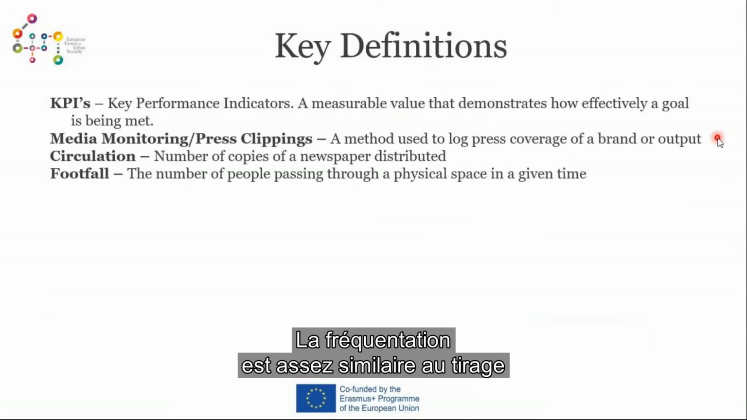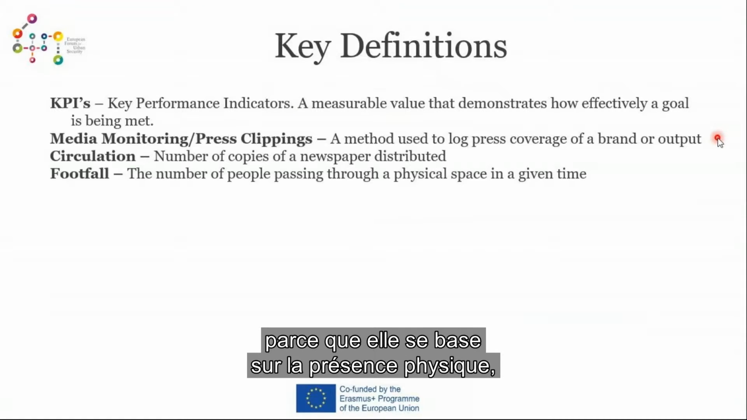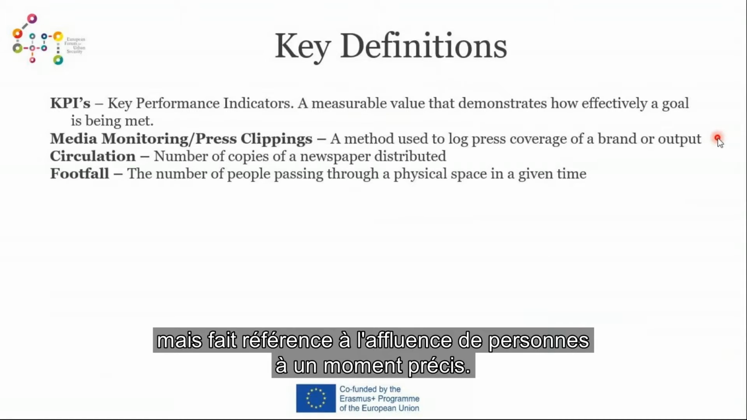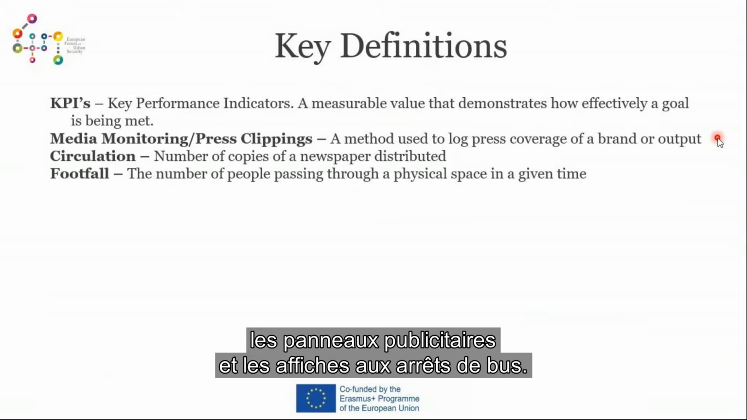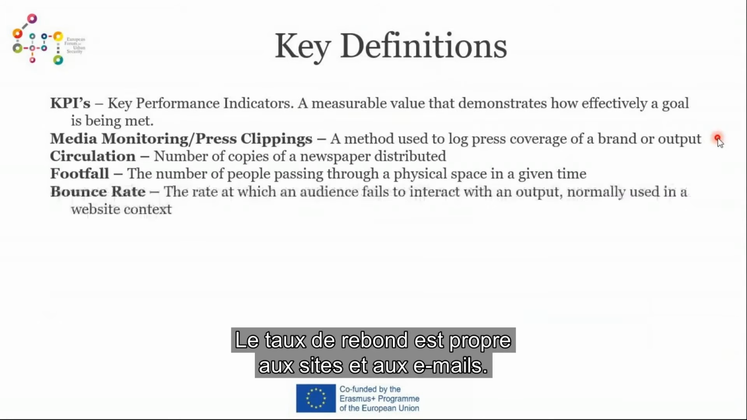The next is footfall. So it's actually quite similar to circulation because it's about physical space, but it's the number of people passing through a physical space in a given time. And you would normally use this when you have physical advertisements, such as billboards and posters at things like bus stops. You then have the bounce rate.